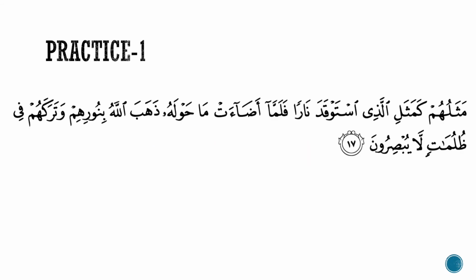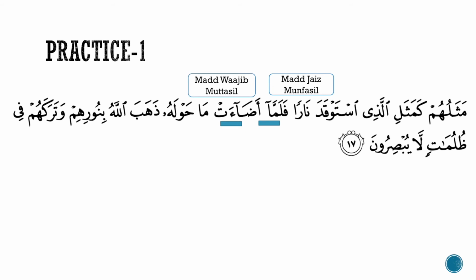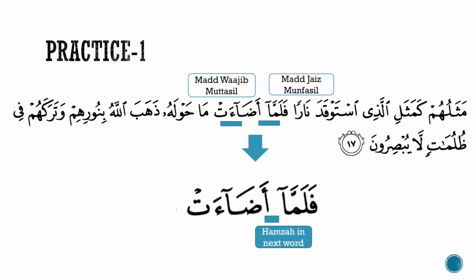So let's look at example 1. We can see on the word falamma, it is followed by the letter hamza in the next word, so it will be the rule of mad jaiz munfasil. We can see from the word adaat, the hamza is in the same word after the huruf al-madda, so it will be the rule of mad wajib muttasil. So just to recap, hamza in the next word makes it mad jaiz munfasil. Hamza in the same word makes it mad wajib muttasil.